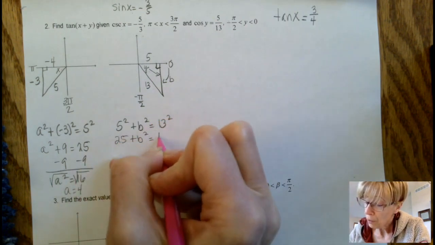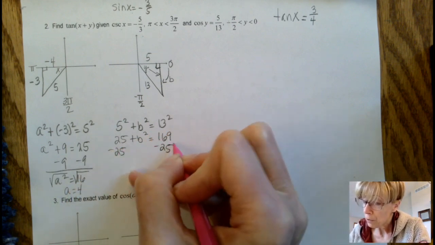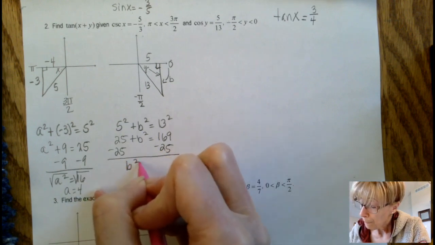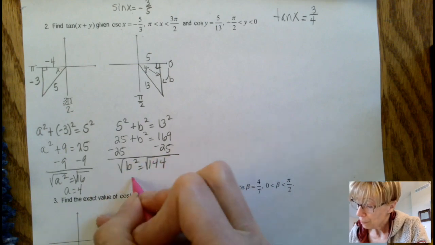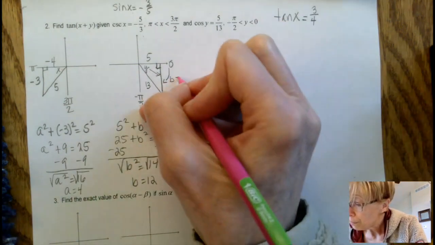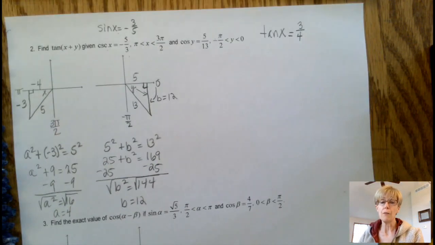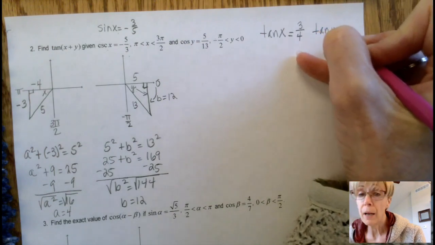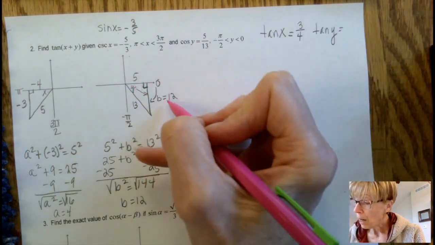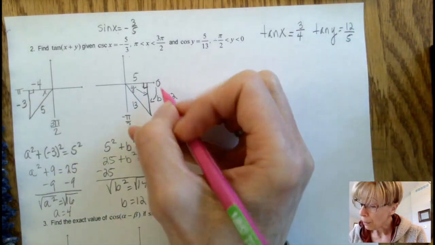Our next step is to determine which formula to use. So look on your reference sheet, flip your notes back over, but the formula for tangent of x plus y is tangent of x plus tangent of y, divided by 1 minus tangent of x times tangent of y. And we've got the values in there, so now we're going to fill them in. So tangent of x is 3/4, tangent of y is negative 12/5, divided by 1 minus 3/4 times negative 12/5.